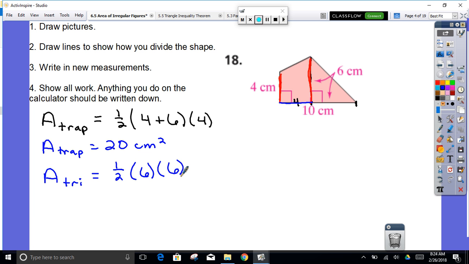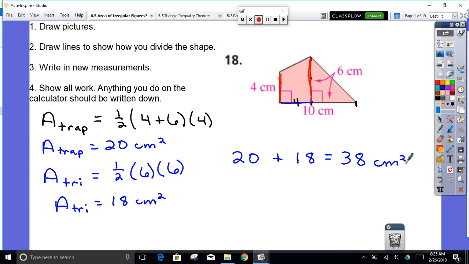Okay, so half of 6 times 6. 6 times 6 is 36. Half of that is 18. So the area of the triangle is 18 square centimeters. Adding the 2 together, we have 20 plus 18 equals 38 square centimeters.